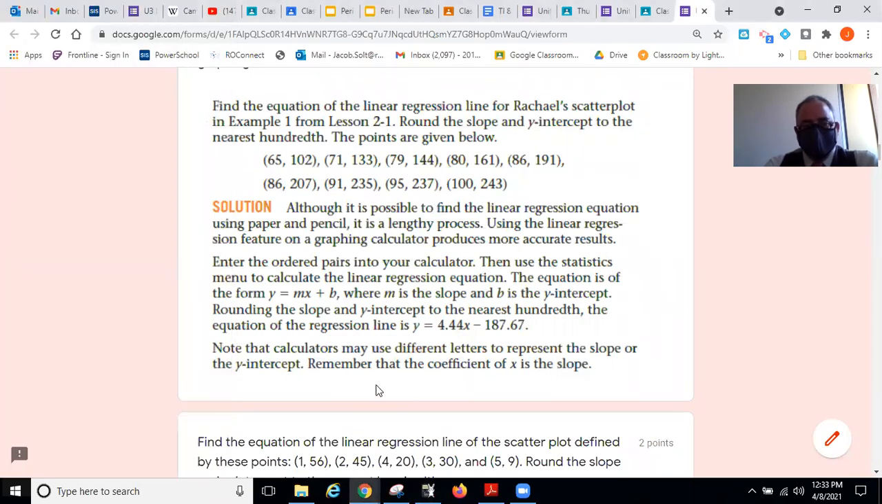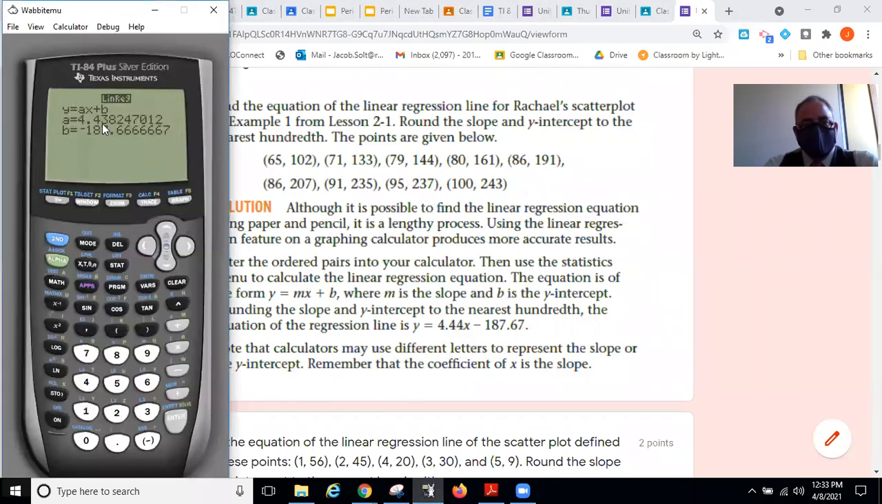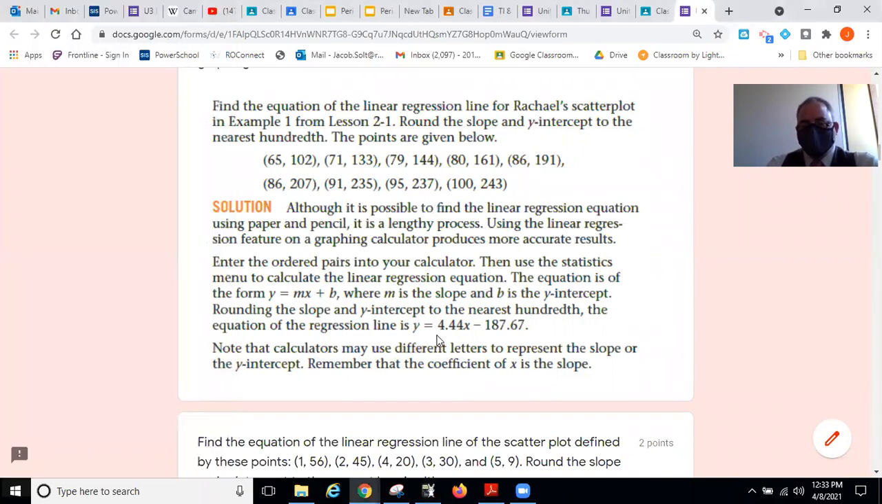All right, so let's see here. Where was I? Oh, yes. So this is the equation. They just stuck in the A value for A in the equation, and they stuck in the B value for B, and they gave a whole equation. What this tells us is that the number in front of the X is going to be my slope, my rise over run, right? So for every increase of X, I have an increase of 4.44 bottles of water sold. And the y-intercept of this particular function is negative 187.67.